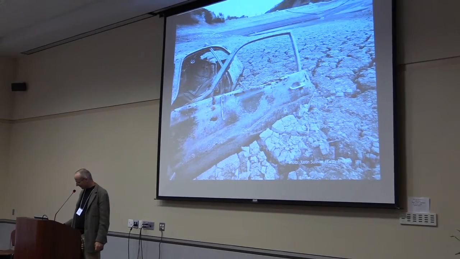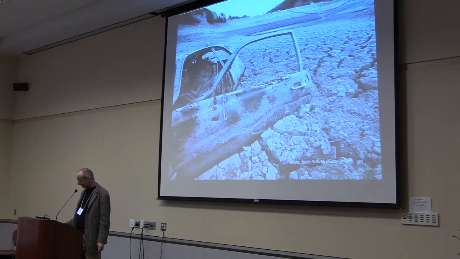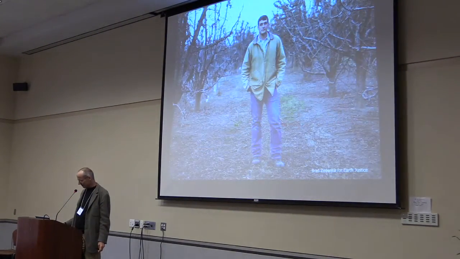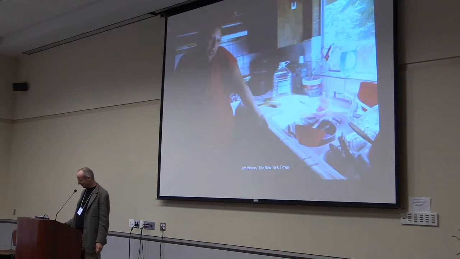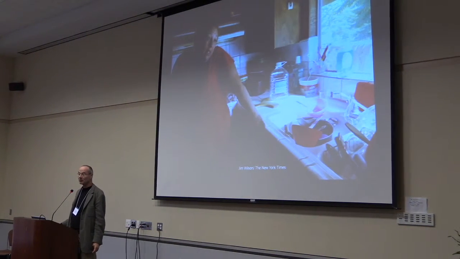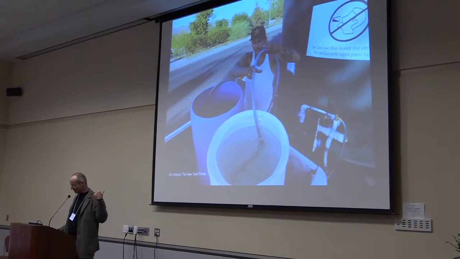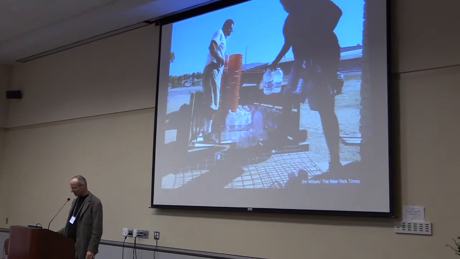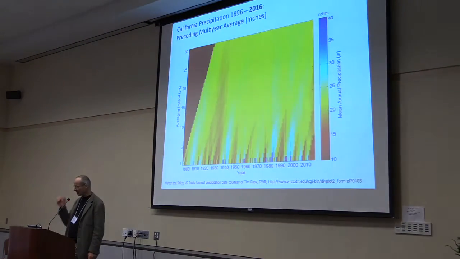With this being one of the results: empty reservoirs and old car wrecks showing up, bathtub rims, and orchards being abandoned because of lack of water, people running out of water, wells running dry. As Doug mentioned this morning, there were over 2,000, mostly domestic wells that ran dry.